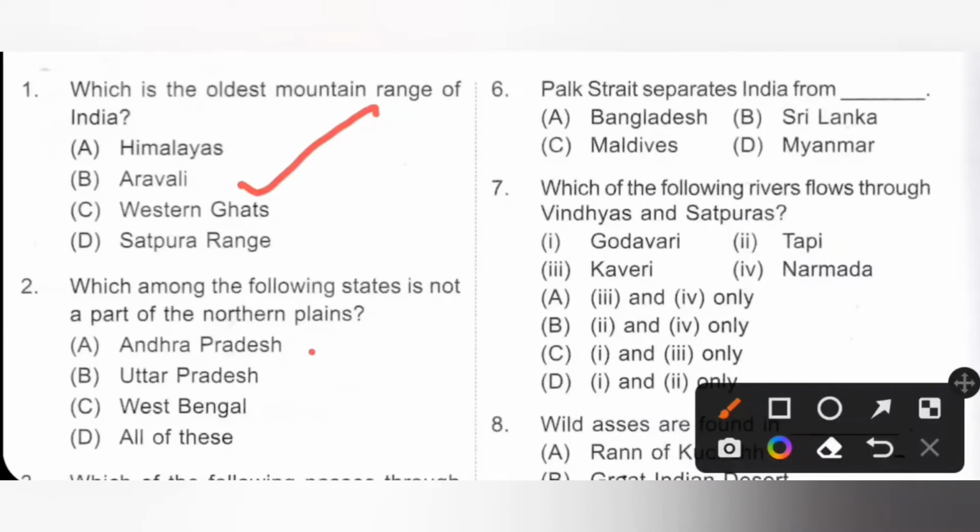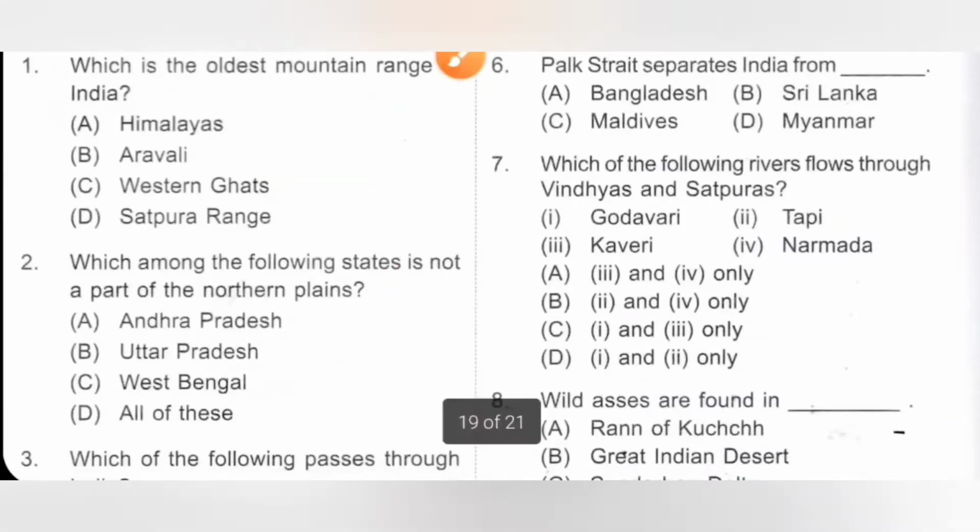Second one, which among the following state is not a part of the Northern Plains? A, Andhra Pradesh. B, Uttar Pradesh. C, West Bengal. D, all of these. So Andhra Pradesh lies in southern India, not in northern plains. So option A is the correct answer.